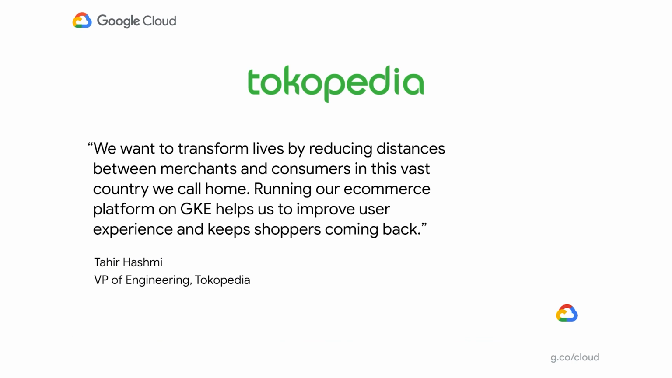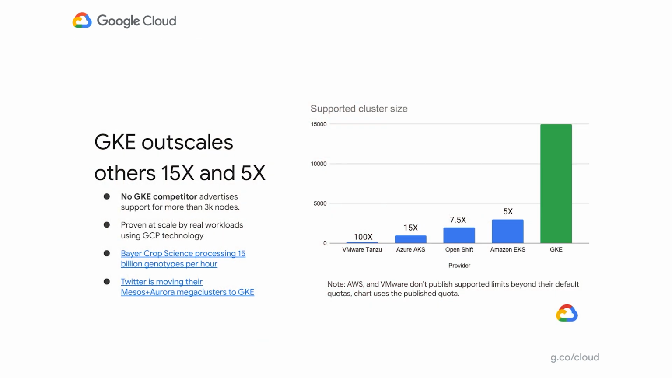Another major dimension is scale. As new major workloads move to containers in Kubernetes, the demand for scale increases. This year, GKE announced 15,000 node support for Kubernetes clusters running on top of GKE.